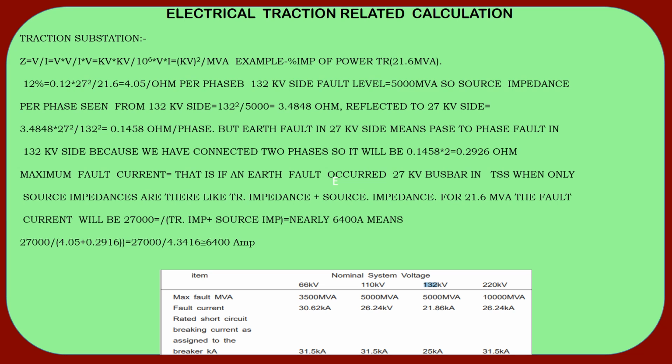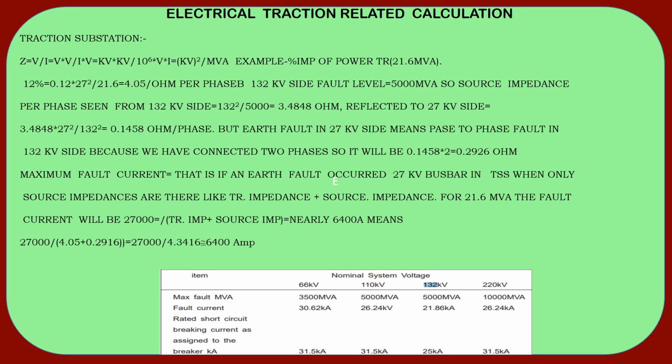First we will see the source impedance. Mainly we are taking 132 kV two phase for our single phase power transformers. The grid 132 kV fault level as per the guideline is around 5000 MVA, so easily we can find out the source impedance. Why do we need the source impedance?